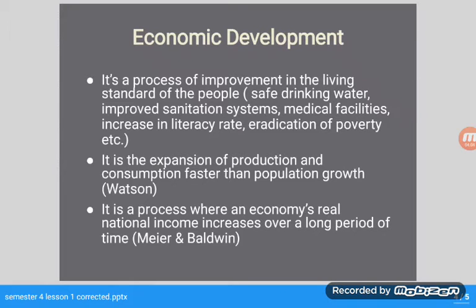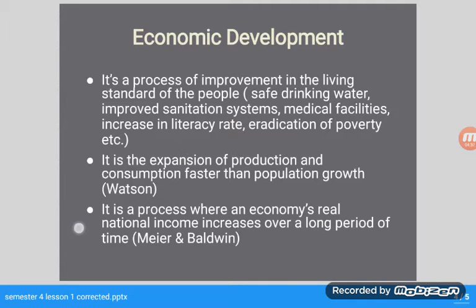Okay, now the first definition I have given here is of Watson. According to him, economic development is the expansion of production and consumption faster than population growth. Now, this definition is simple and easy enough to understand. If population growth is slower and a country's production rate is fast, as well as consumption rate, that is a situation of economic development.